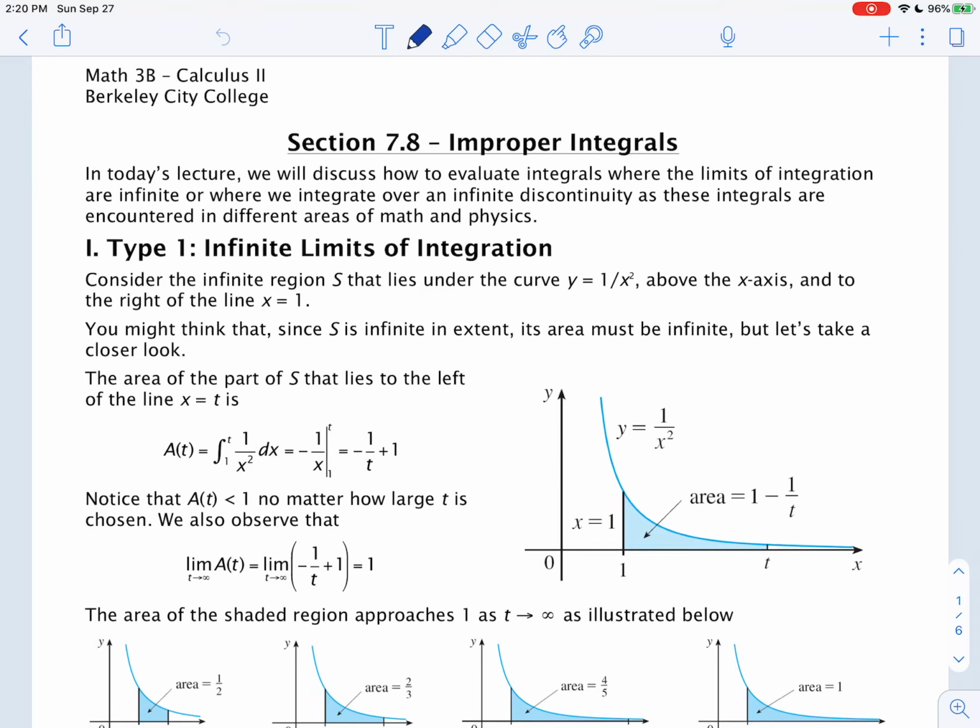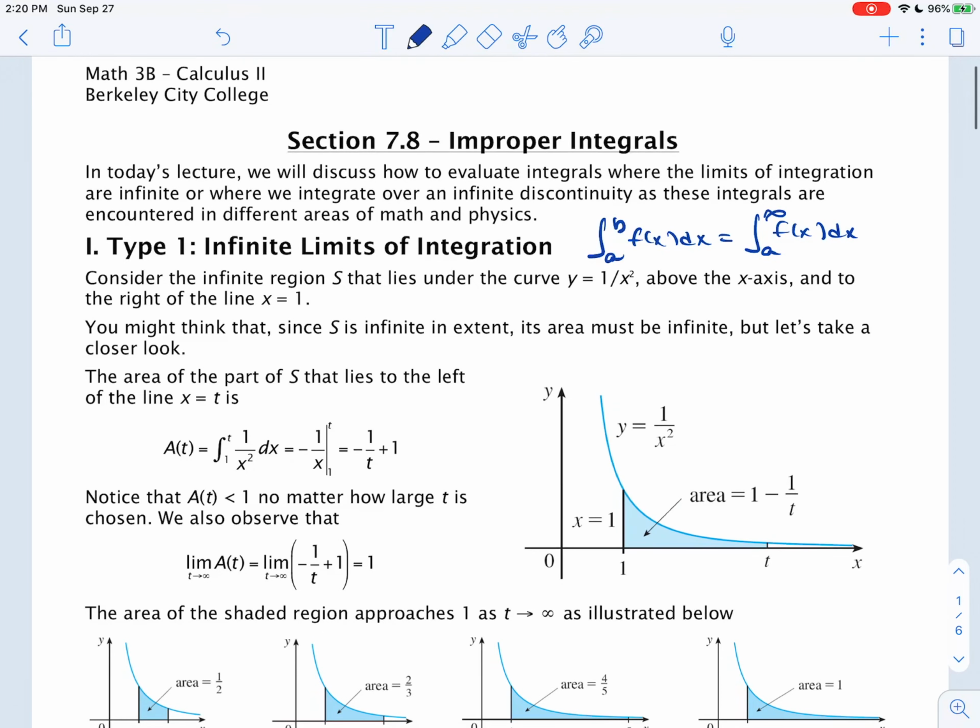In other words, instead of our integral from a to b of f of x dx, we would have the integral from a to infinity of f of x dx. That's an infinite limit of integration. Or we could have an integral from negative infinity to a.